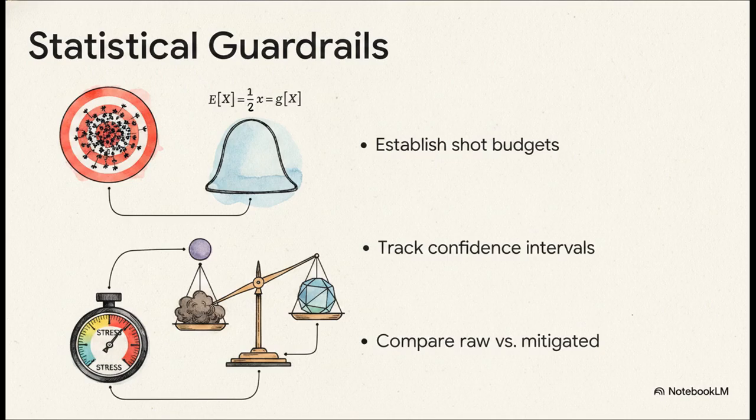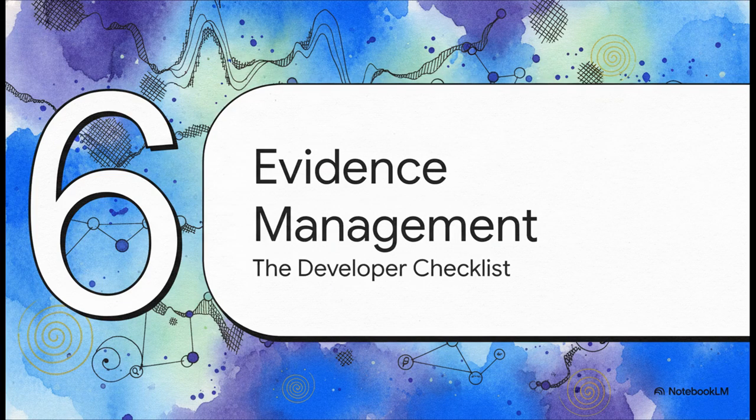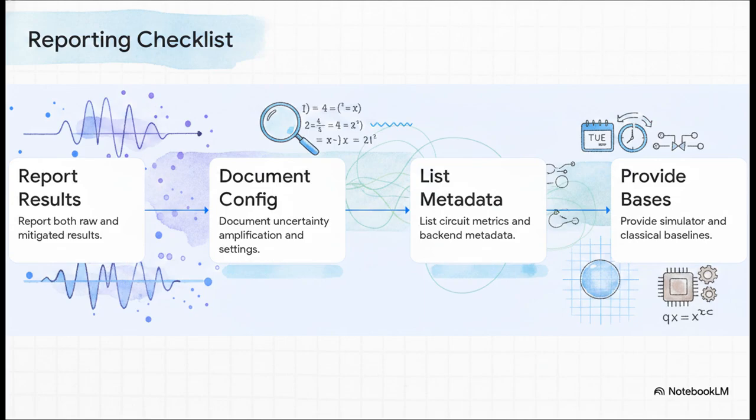Doing this is what actually differentiates true algorithmic behavior from just random finite shot fluctuations. Finally, Section 6, the Evidence Management Rule. This leads us to what I consider the golden rule for any developer writing quantum programs on actual hardware today. If you're going to claim that your program works, you must transparently manage all of this evidence.